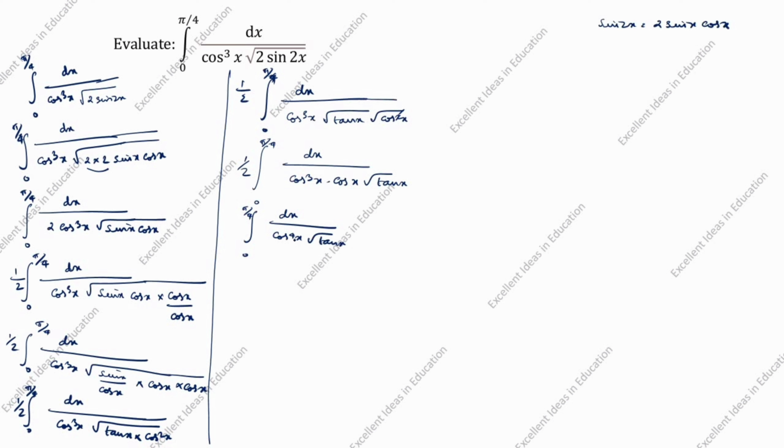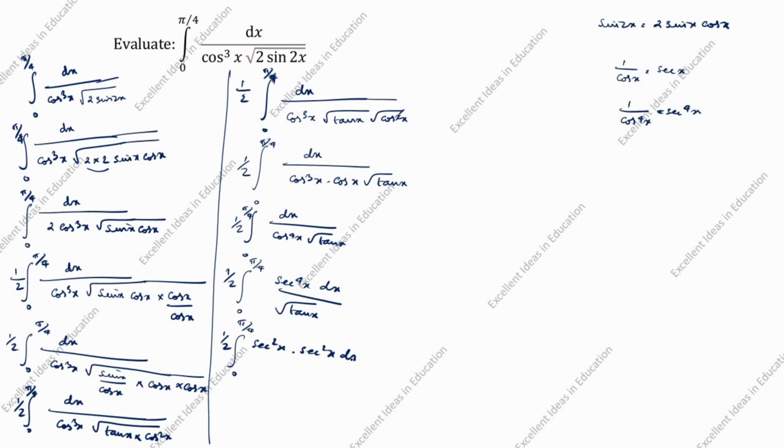tan x. This cos power 4x, how we will write? 1 by cos x is equal to secant x. 1 by cos power 4x is equal to secant power 4x. Next, integration from 0 to pi by 4 is 1 by 2, 1 by cos power 4x is secant power 4x dx divided by root of tan x. Integration of 1 by 2 secant power 4x, how we will write? Secant square x into secant square x dx divided by root of tan x.